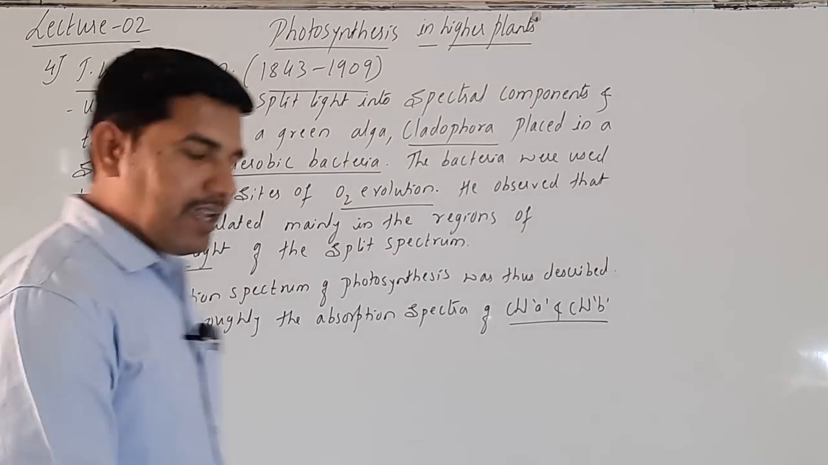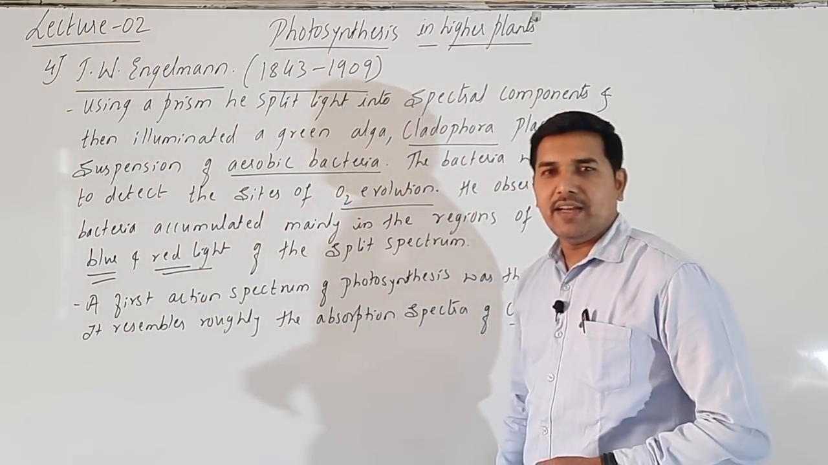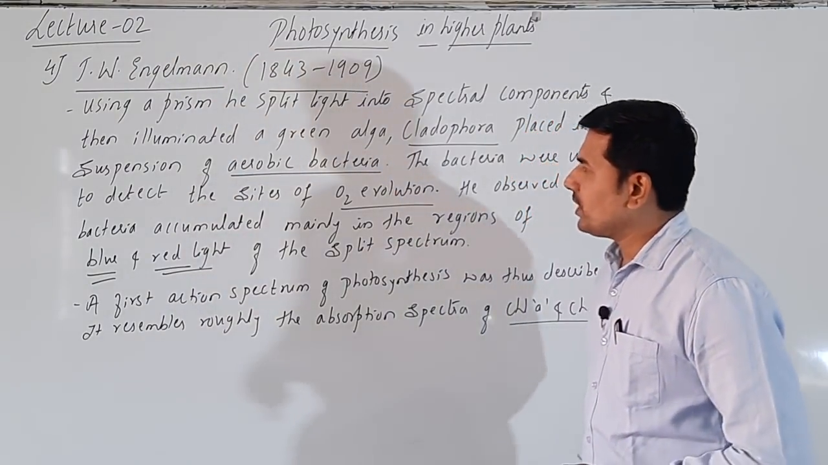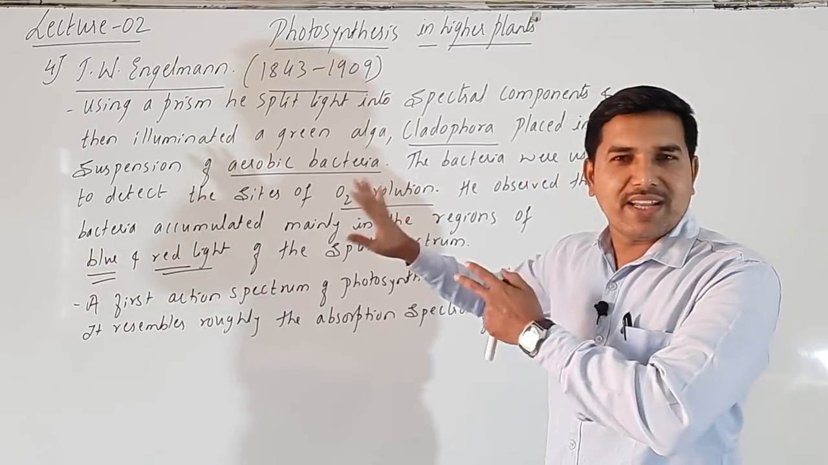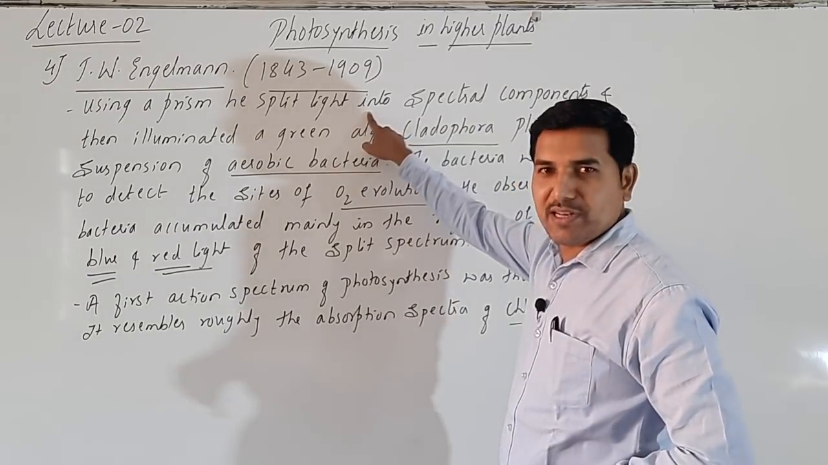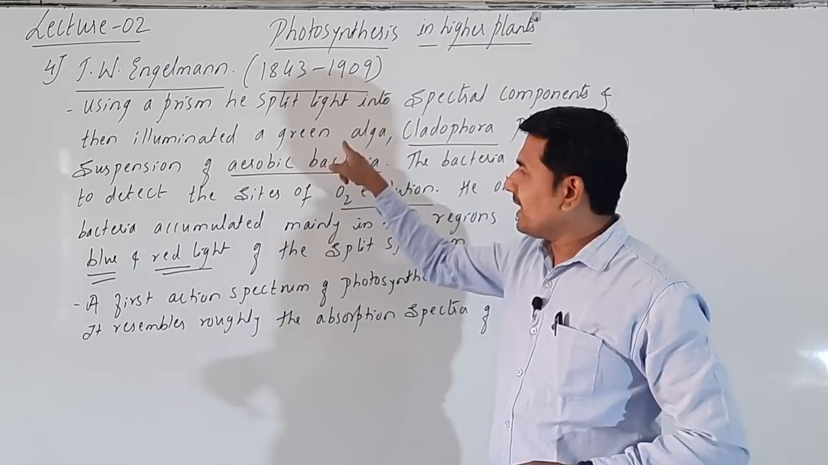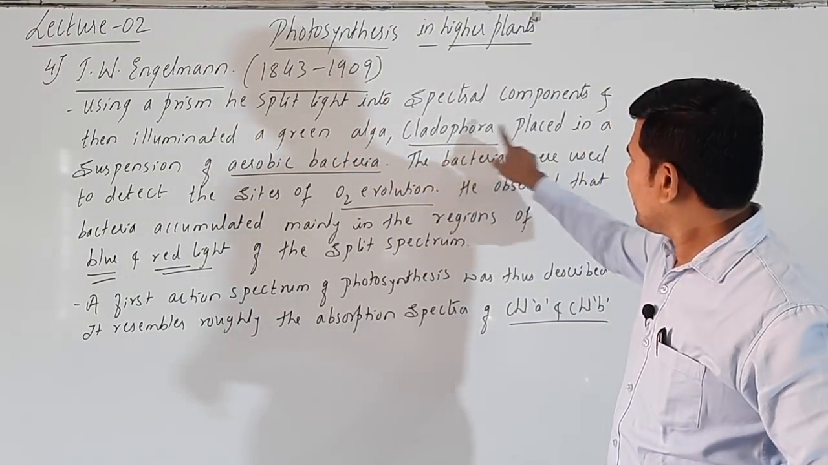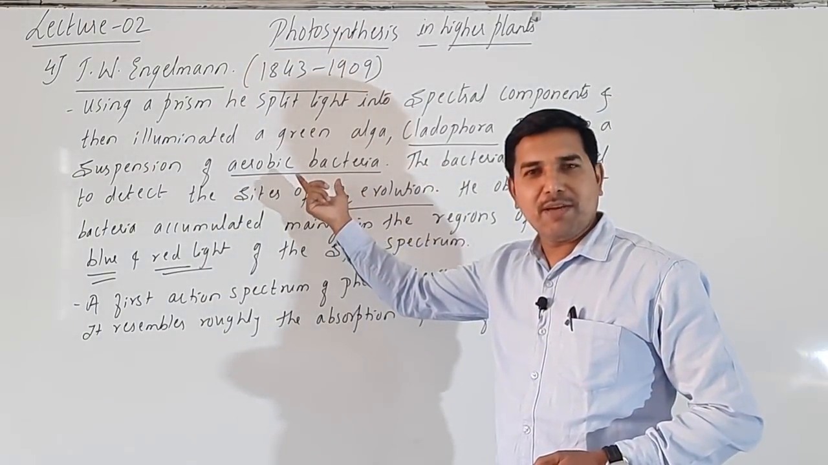Okay, now look at the characters here, the statement that has been stated after the conclusion of the experiment by T.W. Engelmann. So using a prism, as we saw in the experiment just now, we have written the statements here. Using the prism, he split light, the visible spectra of light, into spectral components and then illuminated a green alga, and the name of that alga is Cladophora. Then it was placed in a suspension of aerobic bacteria. So this was in a Petri plate.